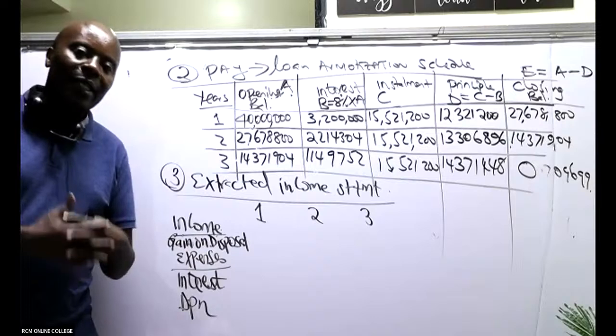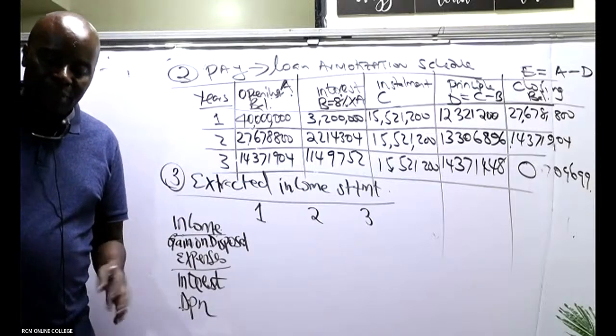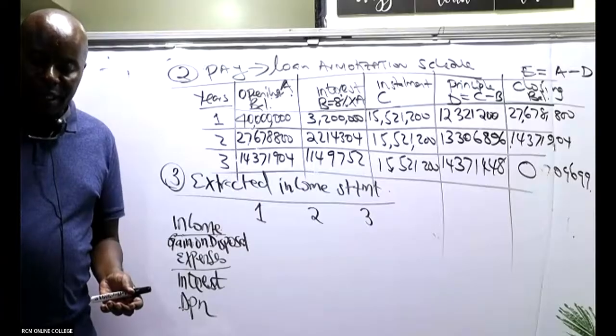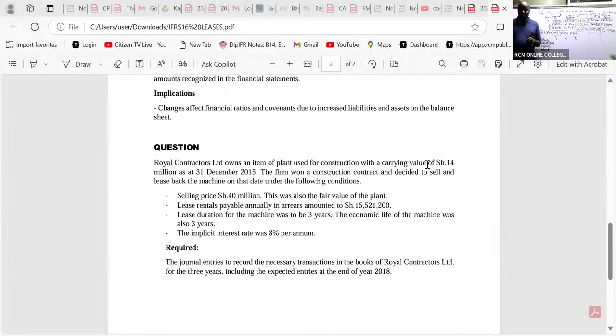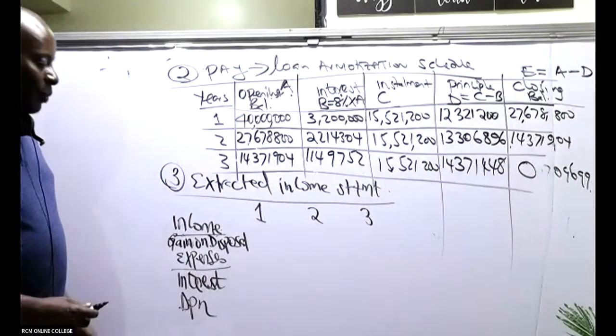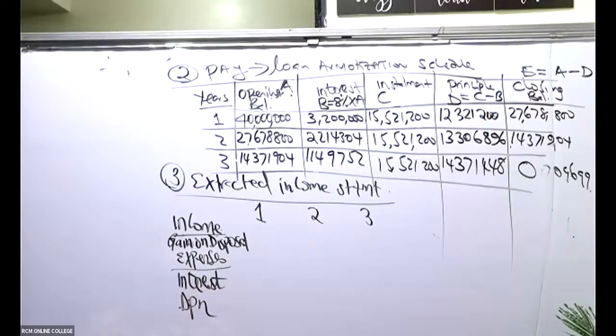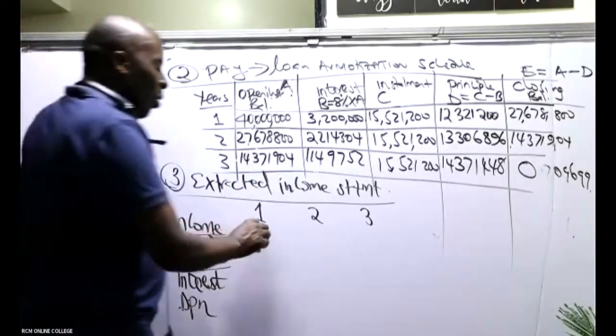Remember, this asset initially was ours. We sold it for 40 million, and by the time we were selling it, its net book value, the carrying value, was 14. So we made a huge profit, really. We sold it for 40 when it was worth 14 in our books. So 40 minus 14, that will give us how much? Somebody please give me that figure. A disposal income of 26. Remember, that will be booked in year one.